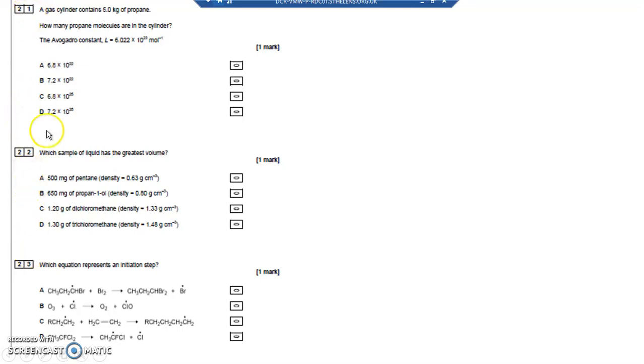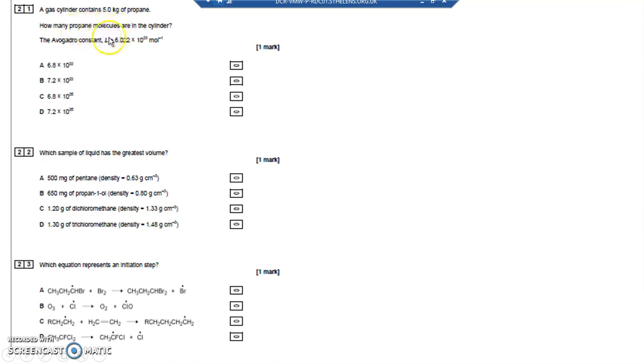Question 21, 22 and 23. A gas cylinder contains 5 kilograms of propane. So I've got a mass and I've got the name of a hydrocarbon. I could work out its molecular formula. I could work out its Mr. I could work out moles from that if I wanted to, from mass. Moles is mass over Mr.